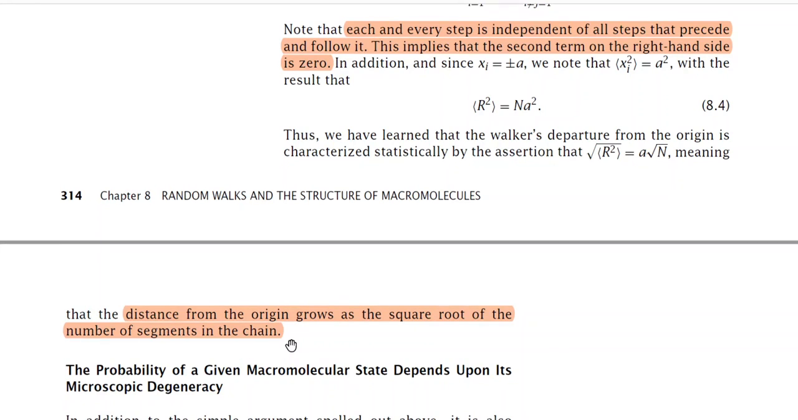So, this is the simplified description of the random walk model.